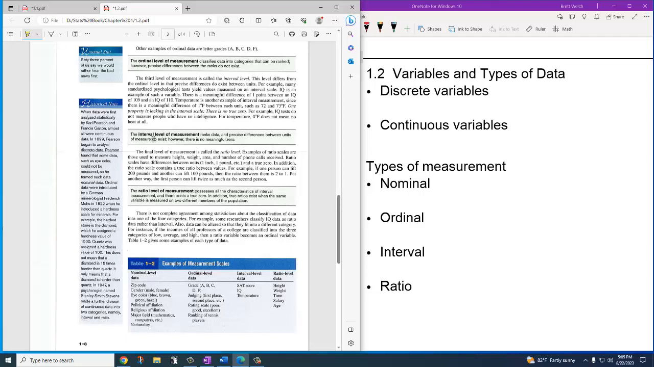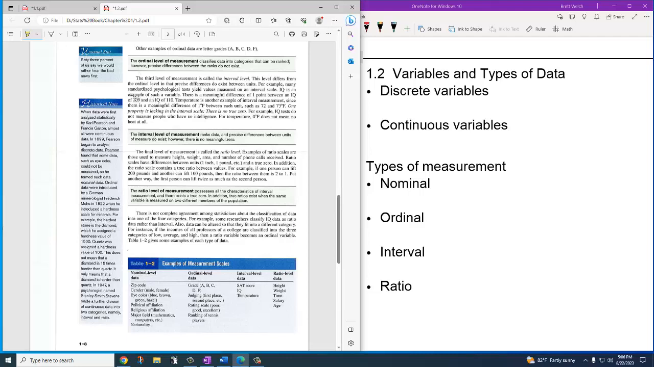Our next type of measurement, the third level, is what's called interval level of measurement. This is where we have data that we're going to be able to rank, and there is a clear difference in the unit of measurement. So we're no longer talking about first, second, third place. We're now talking about 2 minutes in, 3 minutes in, 5 minutes in. We could talk about things like that.